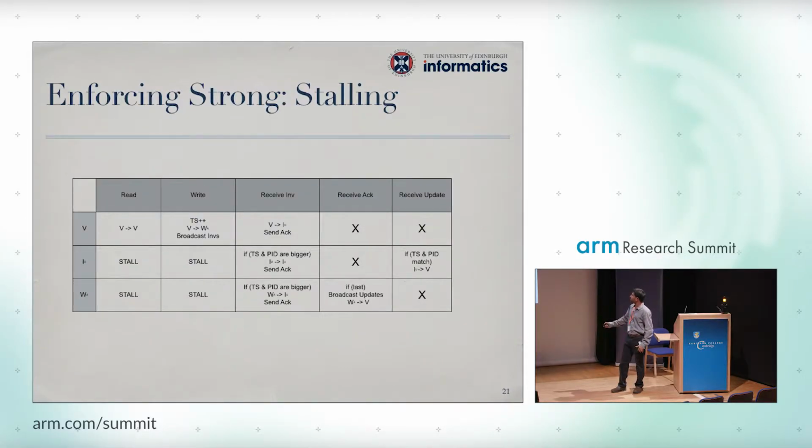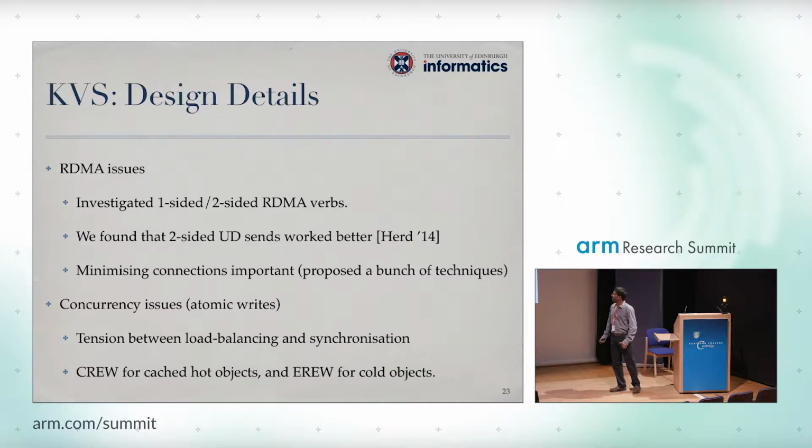I'm not going to go into these protocols, but I'll very briefly go into a real implementation. When we used these ideas to build a key value store, we had to go into a number of RDMA related issues, things like what RDMA verbs need to be used. Should we use one-sided ones or two-sided ones, for example? Agreeing with HERD, we found that two-sided using datagram sends actually works better in this situation. We also found that minimizing connections was very important, because we needed all-to-all communication within the rack.